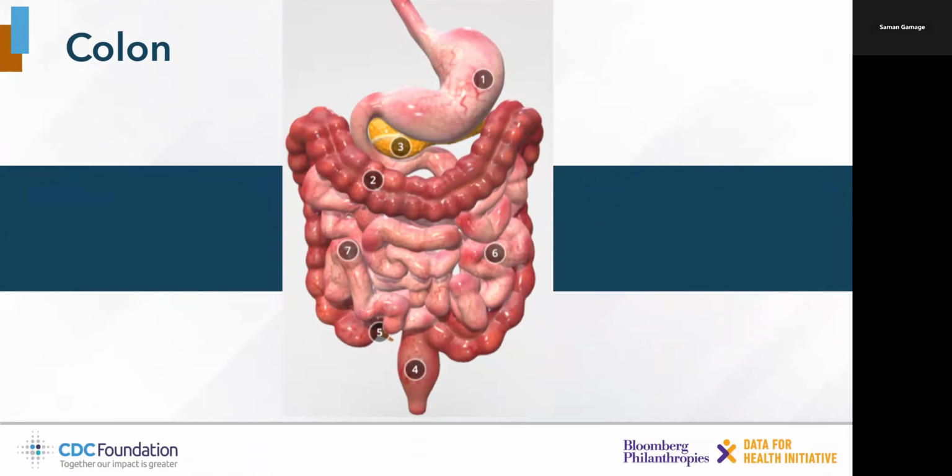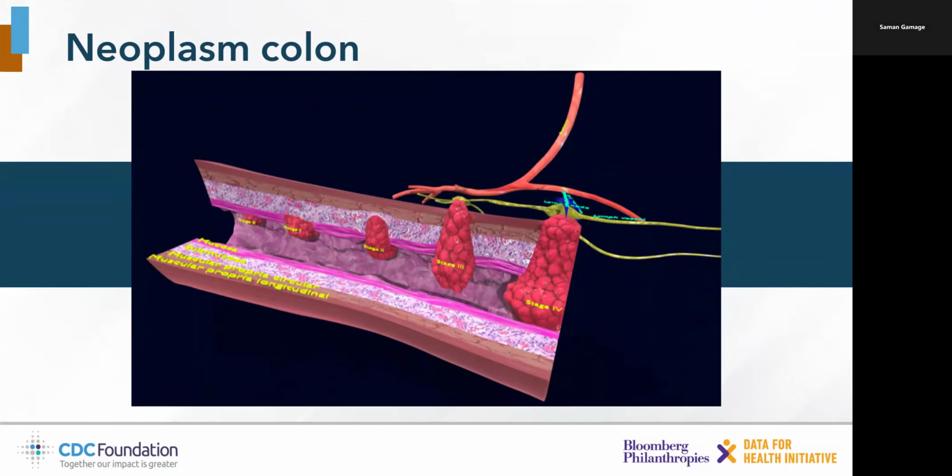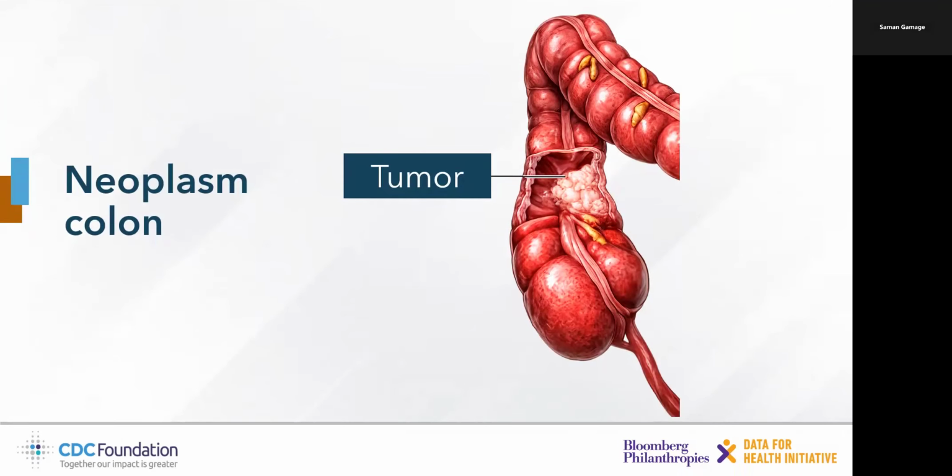And we talked about colon. Colon is the large intestine. Colon has several parts: ascending colon, transverse colon, descending colon, and then sigmoid colon, opening into the rectum and anal canal. So here is a neoplasm originating in the colon. Here is another image or diagram of a tumor or neoplasm inside colon.